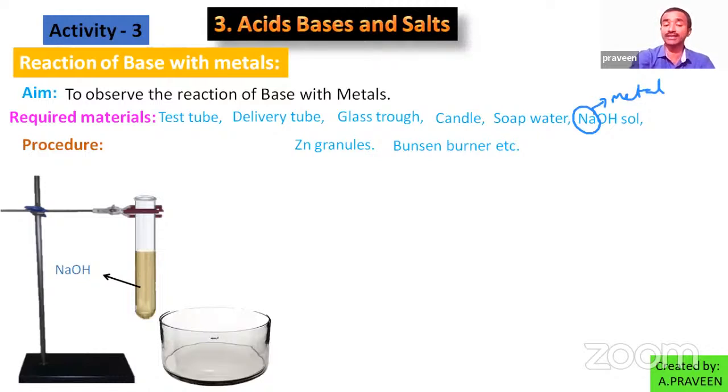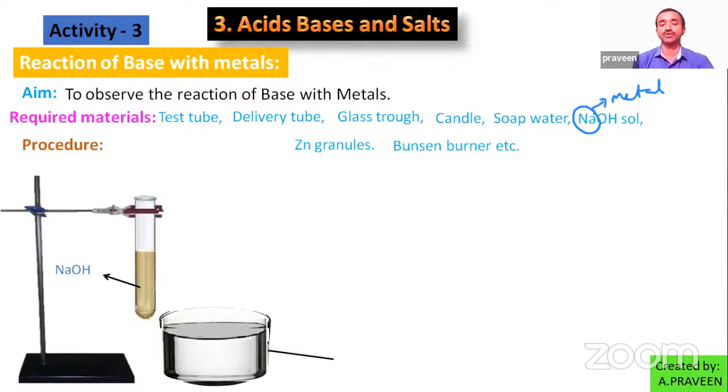Next, I am taking a glass cup and filling it with soap water. Okay, filled. After that, you take a metal piece into the test tube, sorry, into the base NaOH solution. So we are adding zinc granules into the NaOH solution test tube. The zinc granules are dropped; these are the zinc metal pieces.